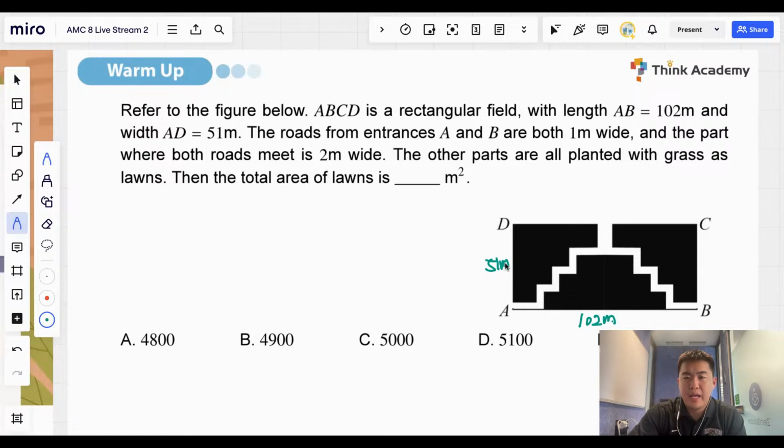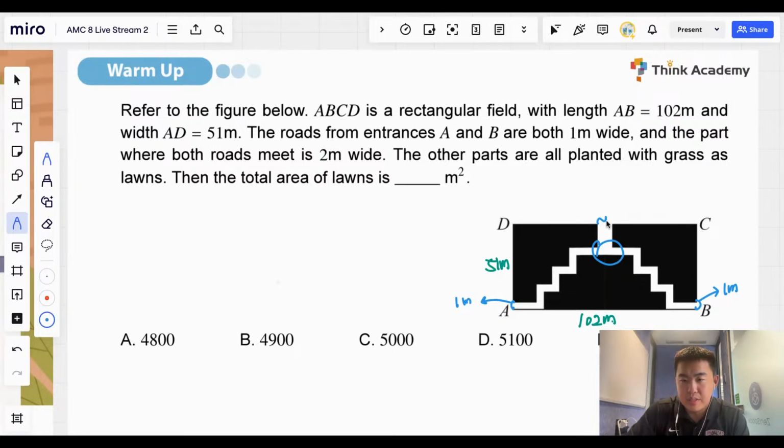The road from entrance A and B are both 1 meter, right? So this part is basically saying that, as you can see, there's a small gap between the shaded black part and the line. So this part is 1 meter. And same thing for B. This small gap is just 1 meter wide. And the part where both roads meet is 2 meters wide. So you can see the road meets like here, right?